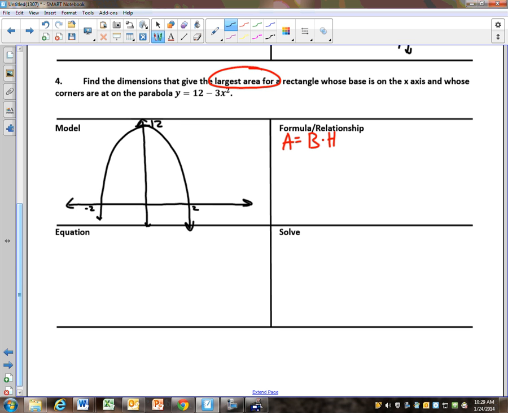So what we're going to do is basically inscribe a rectangle. Its base is along the x-axis. We do know this because the parabola is symmetrical about the y-axis. We do know that the width is going to be the same on the left as it is on the right from 0. So, okay, here we go.